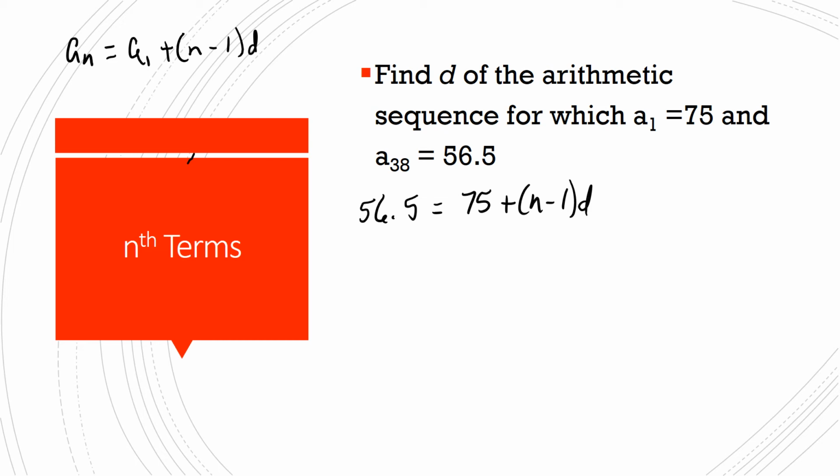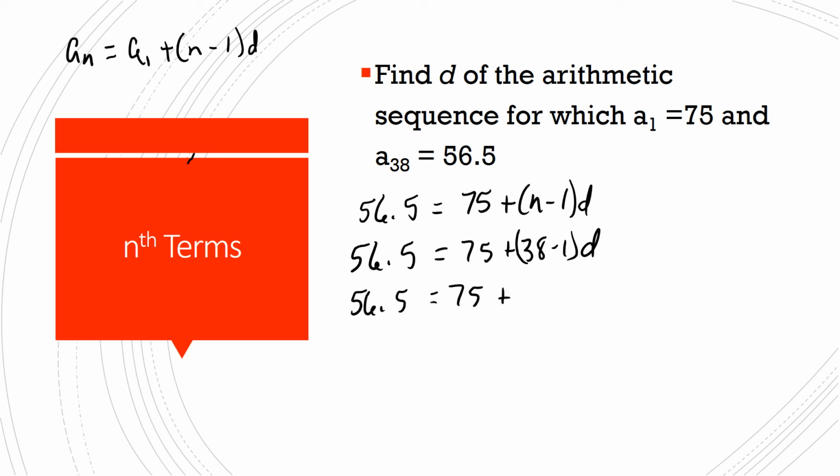Well, we know it's the 38th term in my sequence. So let's say 56.5 equals 75 plus 38 minus 1 times the common difference. 56.5 equals 75 plus, well, 38 minus 1 is 37, so 37d.